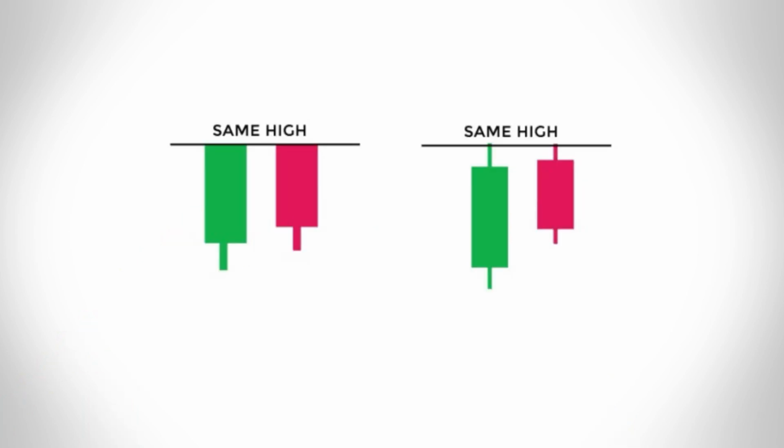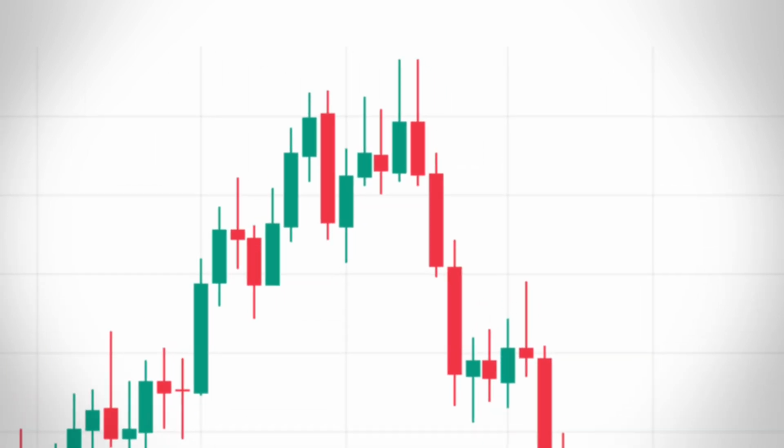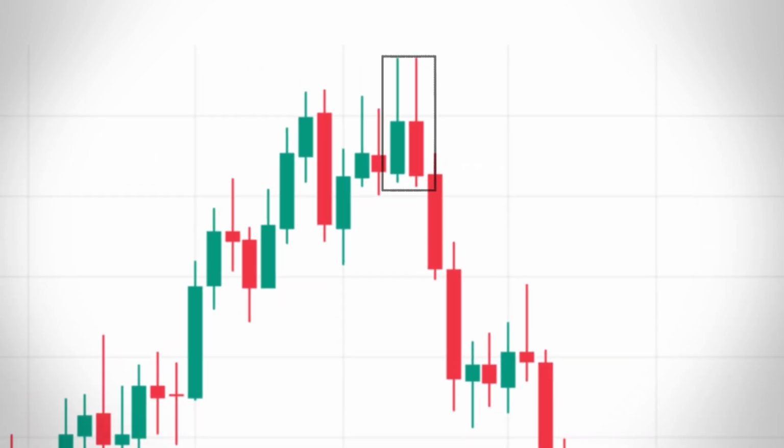Secondly, you want to keep in mind that the defining feature of a tweezer top is that both candles have nearly identical or exact height, indicating a strong resistance level. Usually, this pattern appears at the top of an uptrend, often marking a significant price level where buying pressure is exhausted. And the transition from a bullish to a bearish candlestick shows that there's a shift in sentiment and sellers have taken control of the market.